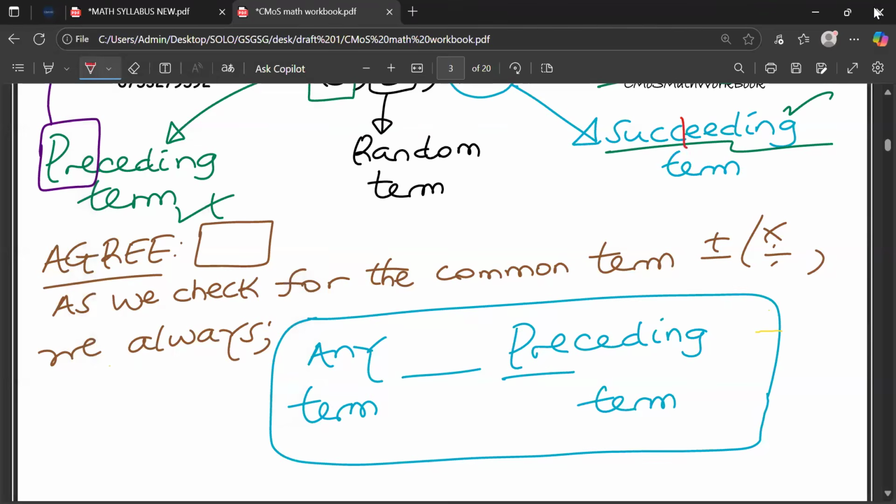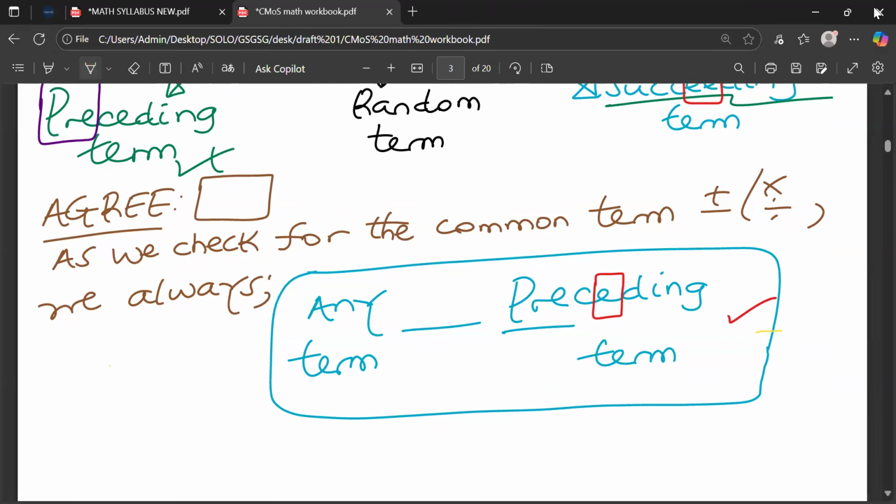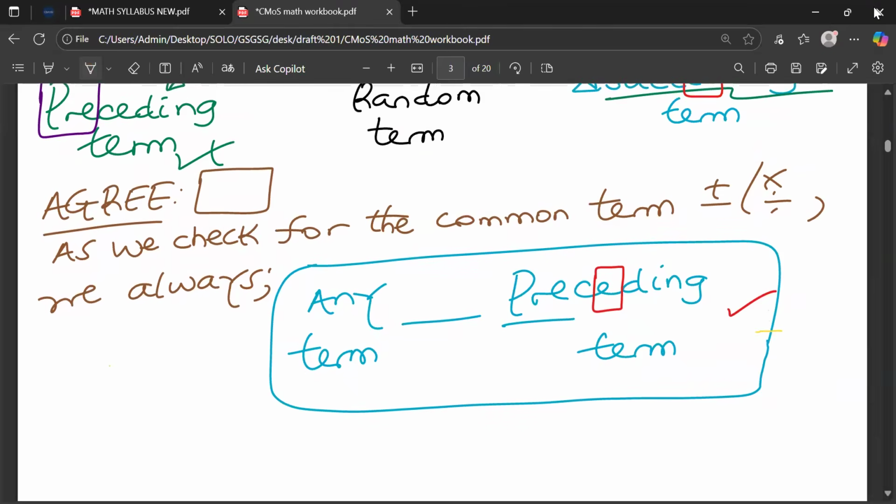Succeeding, double E; preceding, single E. At least today you learn the English, you leave the mathematics. Yeah. So this is all I want you to agree with me.